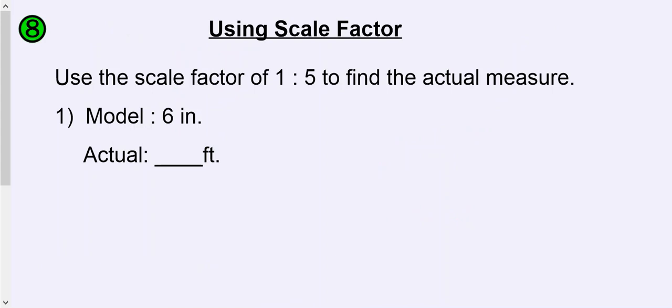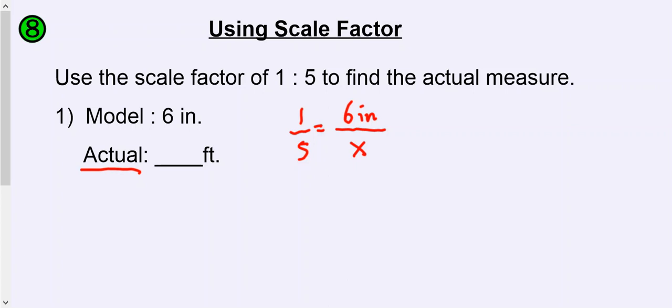Alright, the next one, we're using the scale factor of 1 to 5 to find the actual measure. Okay, so it gives us a scale factor of 1 to 5, and we're going to put that into a proportion. So the 1 is coming first, it's going to be on top. 1 to 5, and we're going to set that equal to our model's size. So we're going to start with 6 inches on the top, and we're looking to find the actual size in feet, so that's going to be our x.